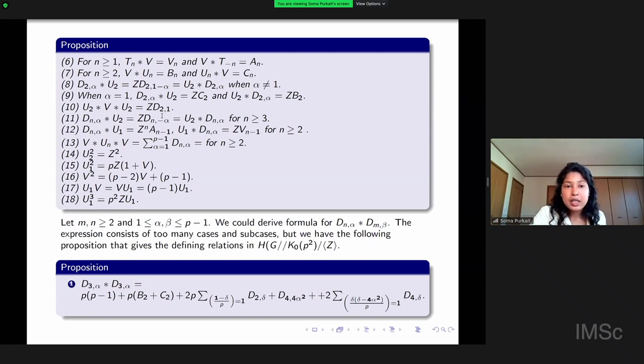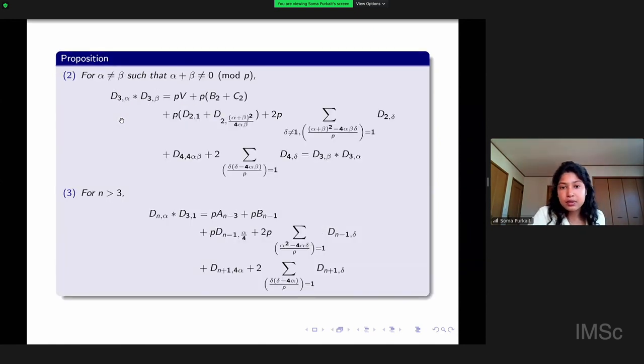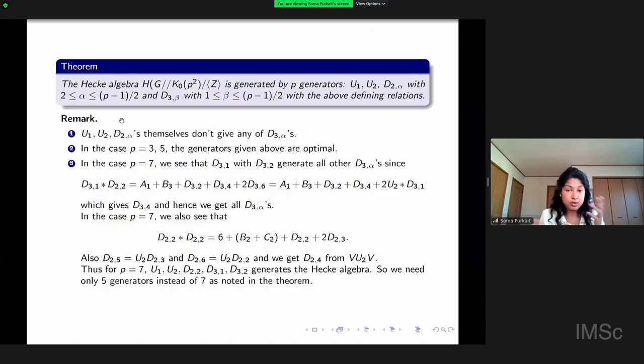So that's good. So then we have this relation amongst D2 alphas and D2 1 minus alphas. So I essentially need the D2 alphas as alpha goes from 2 to p minus 1 by 2, I think. And then we have DN alphas. They are essentially DN minus alpha up to U2. So along with this inductive relations, this shows that the Hecke algebra is generated by this.